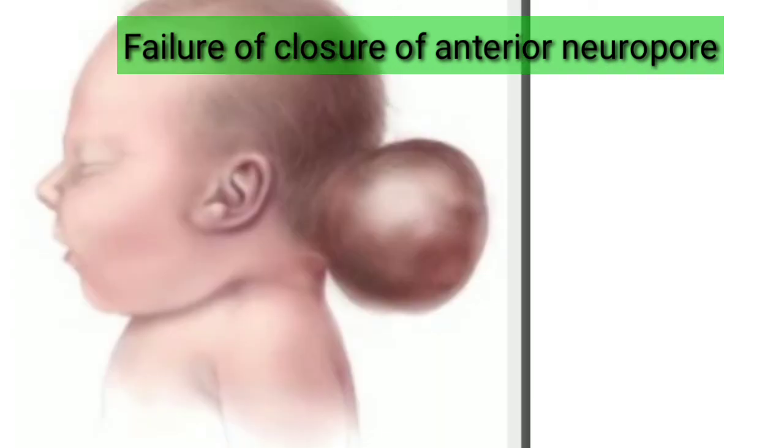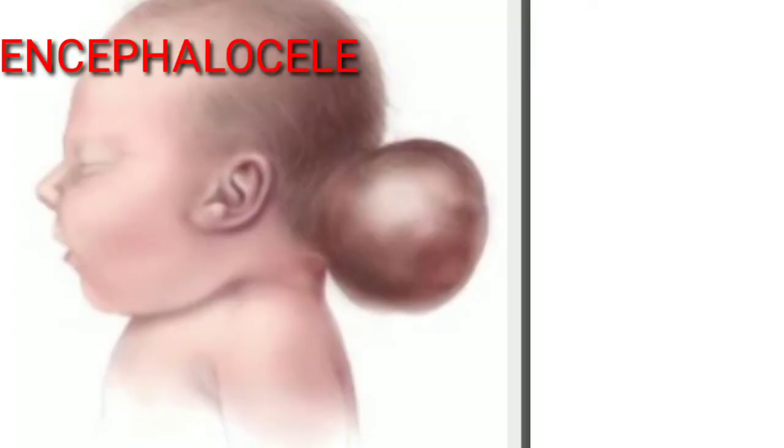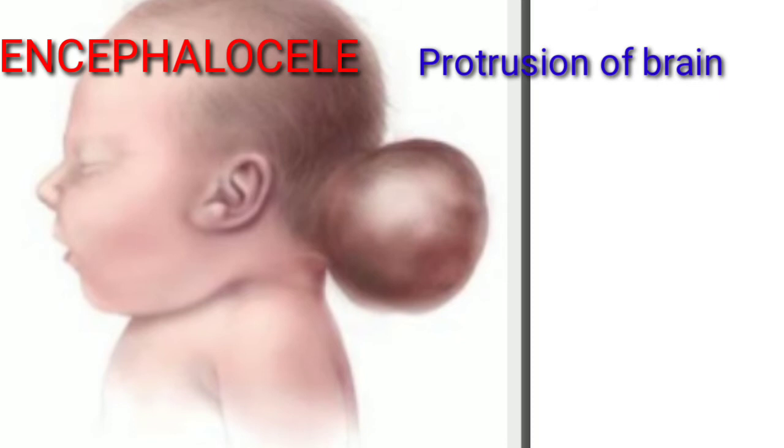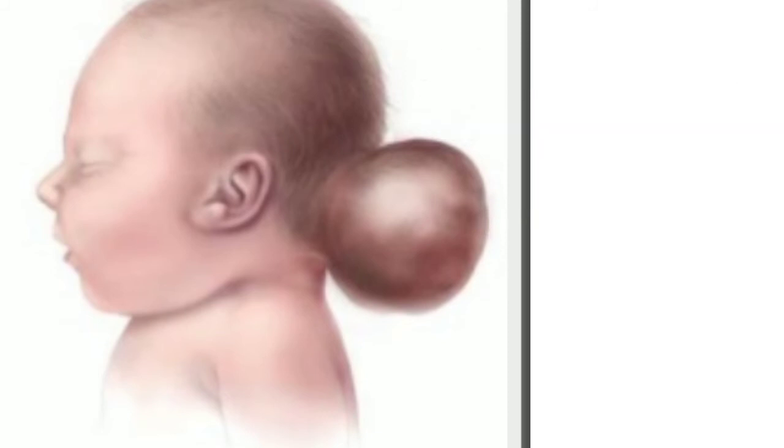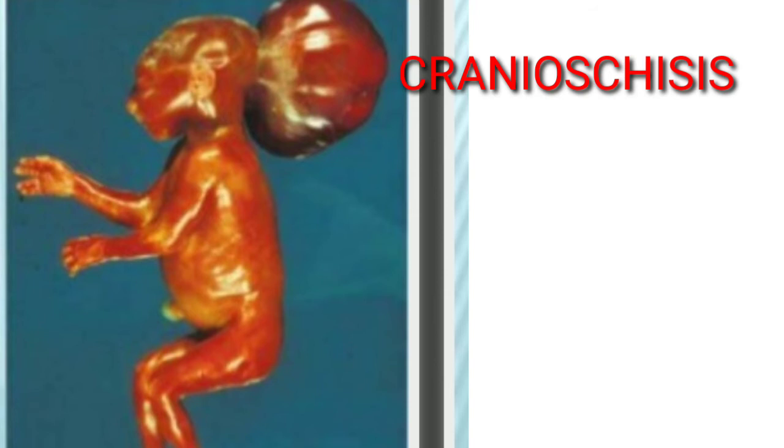The next one is encephalocele. It is due to neural tube defect. In this case, there is protrusion of brain and membranes into a fluid-filled sac through the skull defect. This picture shows craniorachischisis, that is, a skull defect through which neural tissue is protruding.